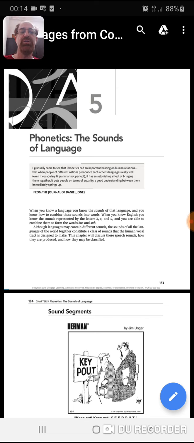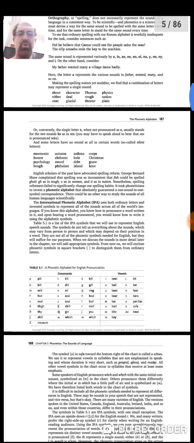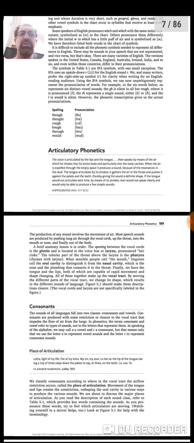Okay, let us begin. The book is Fromkin and we are on chapter 5, as you can see on this video. What do we want to say? We want to work with the phonetics of English. What does it mean? The sounds of language, and we go to page 189. Okay, suppose we worked on these pages.